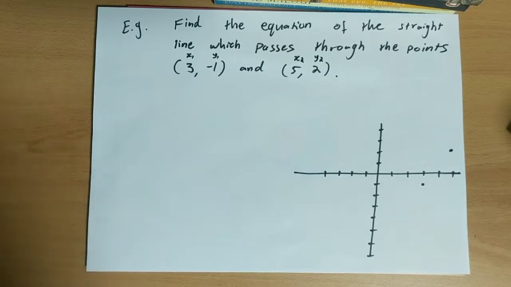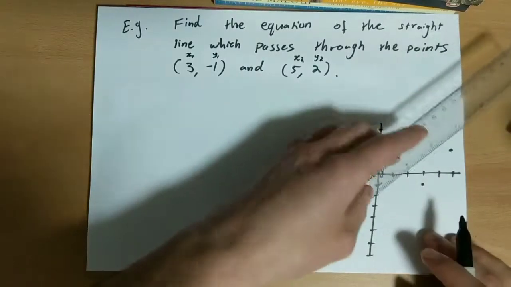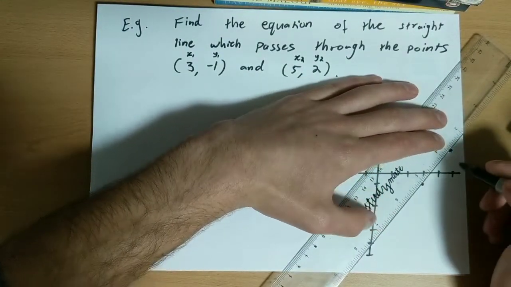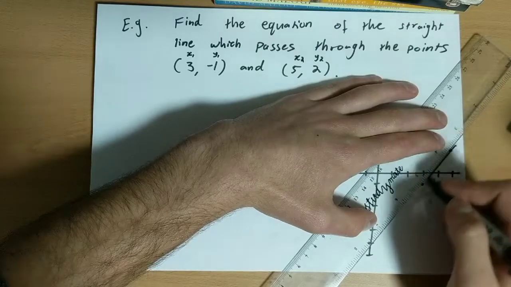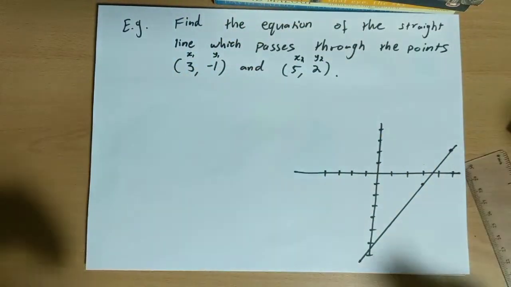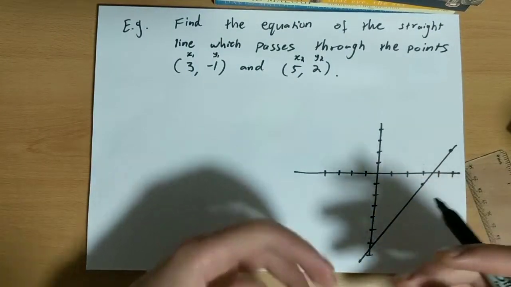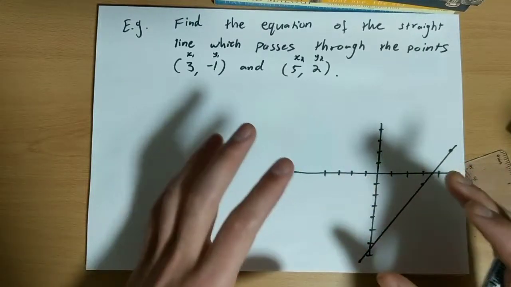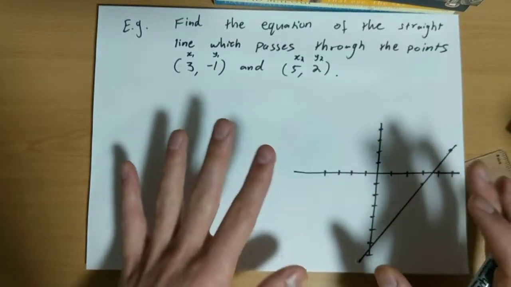Okay, so the first thing I need to do is find my gradient. So I'm going to join up these points just to show you what I'm doing. This is the straight line graph that I'm going to get. And it's always helpful to do that because it gives you a quick idea when you get an answer of whether you've got it right or not, because if it looks like it's wrong, then it generally is.